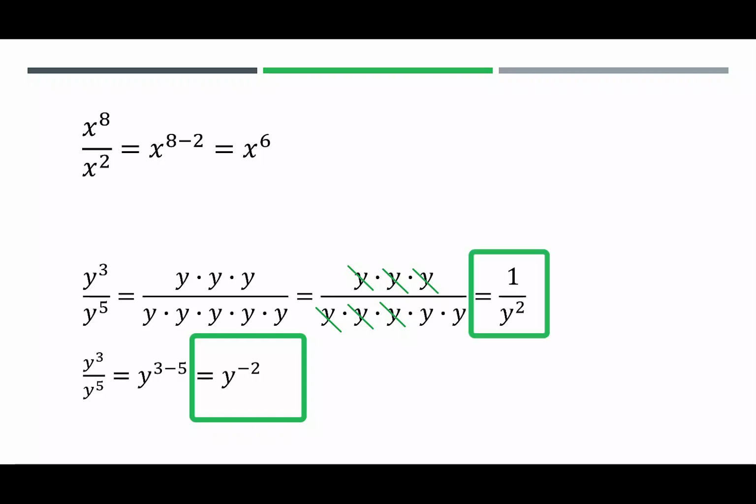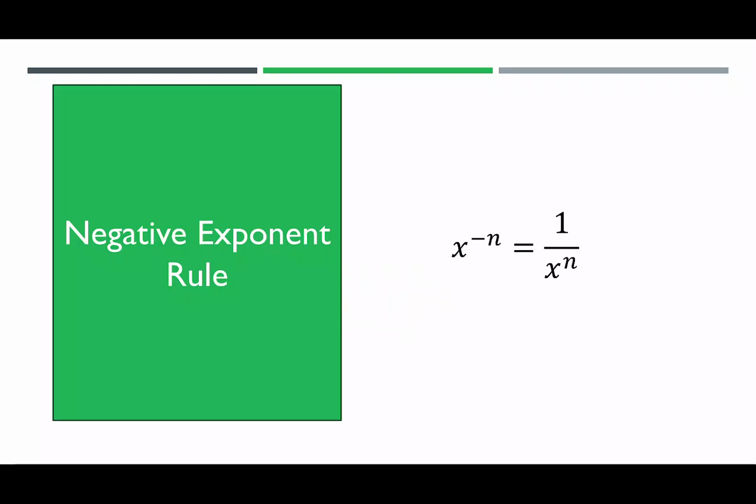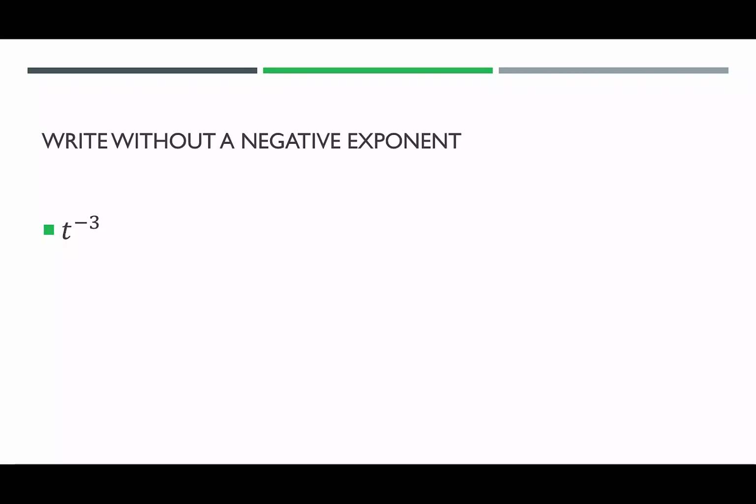So we can see a negative exponent changes into a positive exponent when I put the factor in the denominator, which leads us to the negative exponent rule. When we're given x to the negative n, we can write 1 over x to the n. Notice our negative exponent becomes positive when we put it into the denominator. Let's try a few examples.